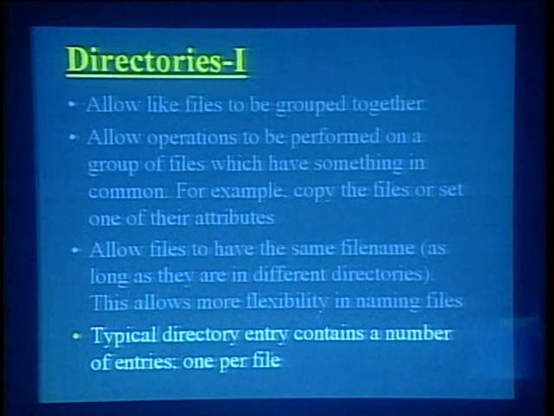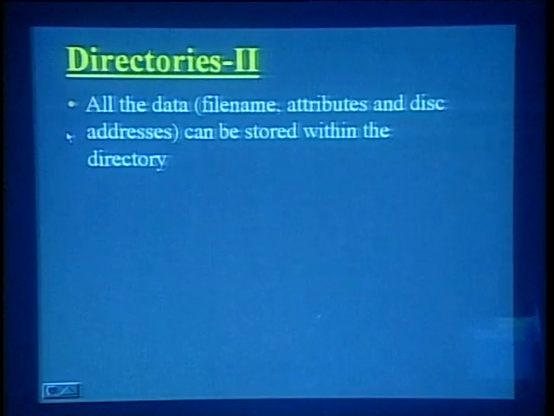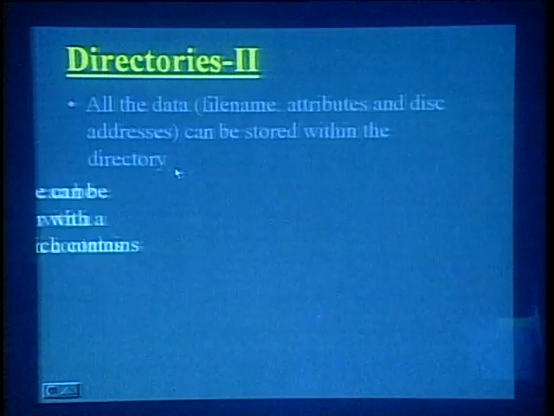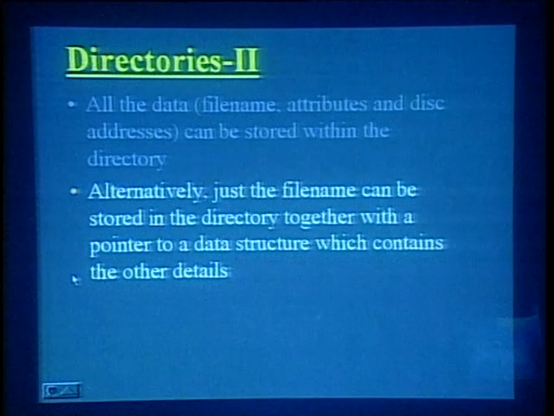And a typical directory entry contains a number of entries. As I mentioned, in each directory a number of files can be saved. About the structure of the directories, all the data, file name, attributes, and disk addresses can be stored within the directory. Alternatively, just the file name can be stored in the directory together with a pointer to a data structure which contains the other details.